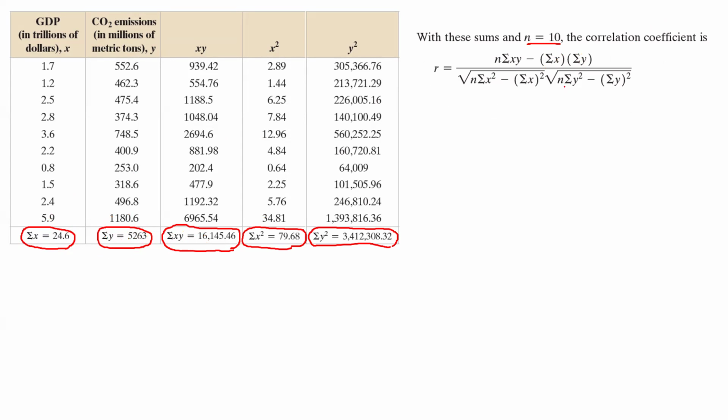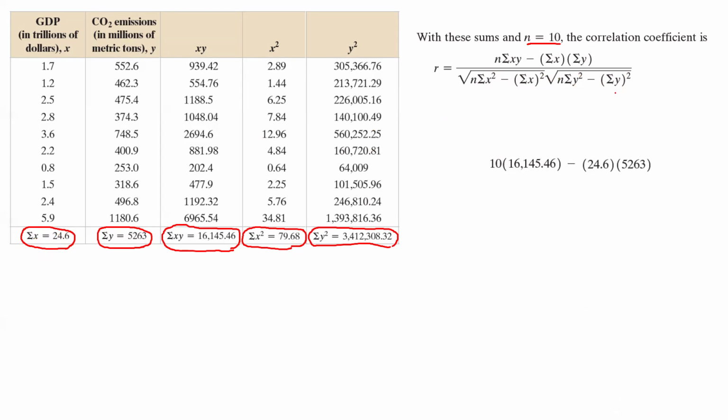5,263. And on the denominator, you have square root of n, which is 10, times the summation of x squared, which you calculated just right here, minus the summation of x values, which is 24.6, but you need to raise it to the second power, times the square root of n times the summation of y squared minus the summation of y to the second power. So let's do the calculation.